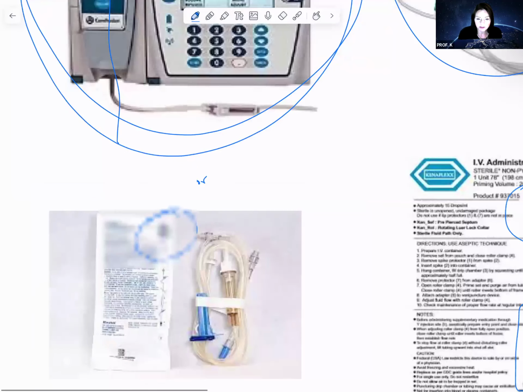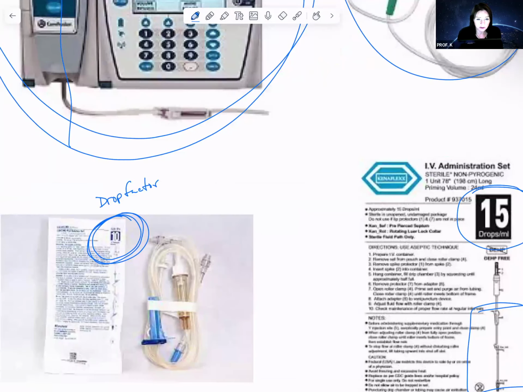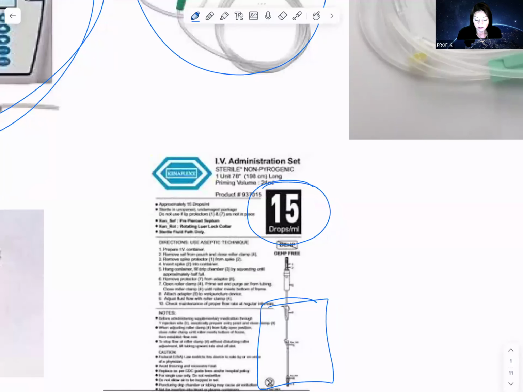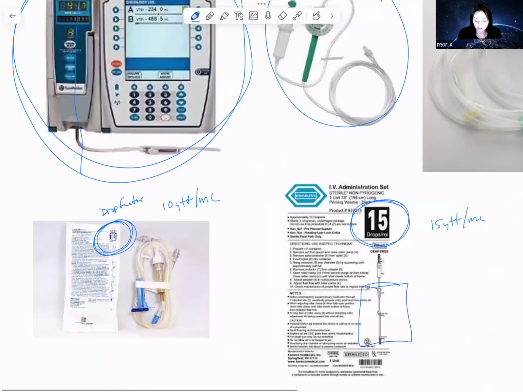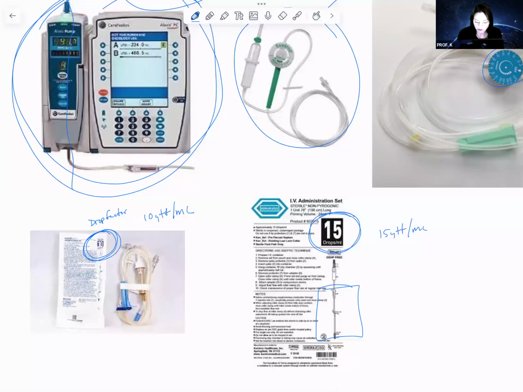And you might be thinking, why? If it goes to the pump, I don't need to know drops. Well, guess what? Pumps fail. Pumps fail all the time. So you might have to convert and use drops. Here's another example. This one is 15 drops per milliliter. This one, 10 drops per milliliter. Oh, okay. I just wanted to show you that real quick. And you should have seen that in the PowerPoints.